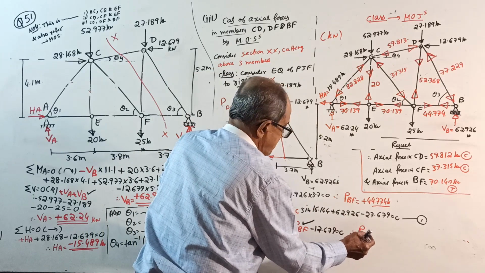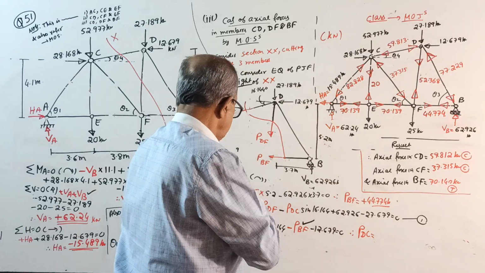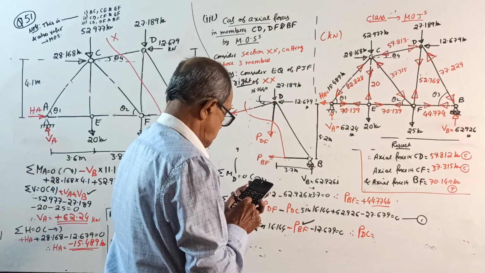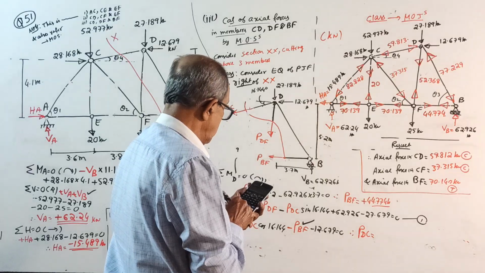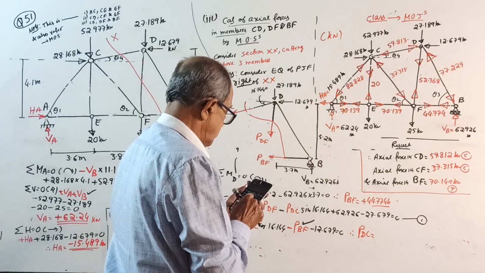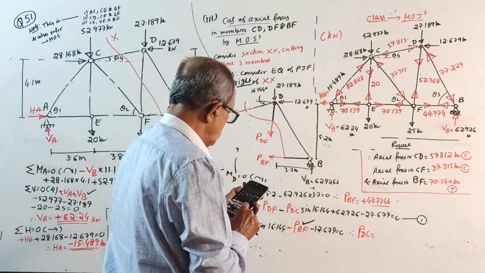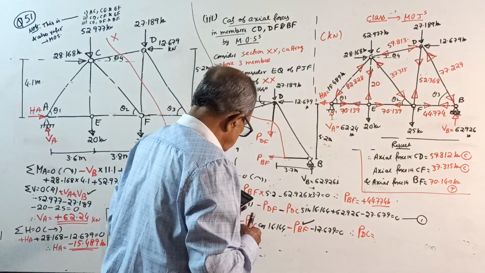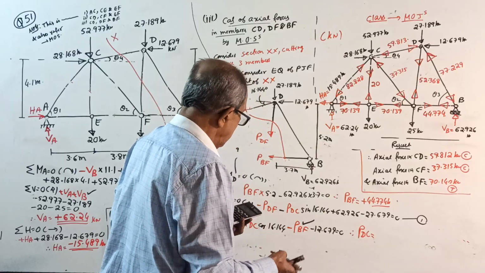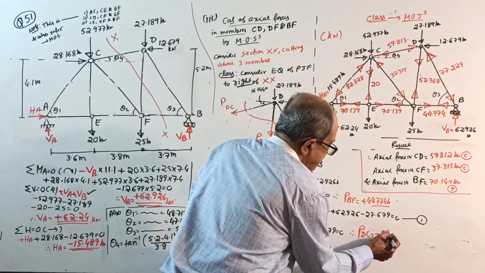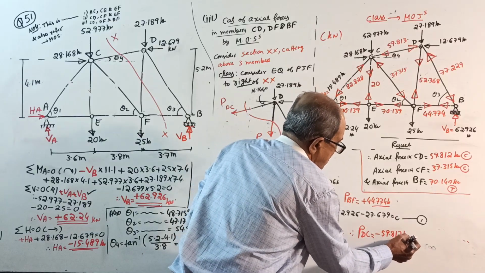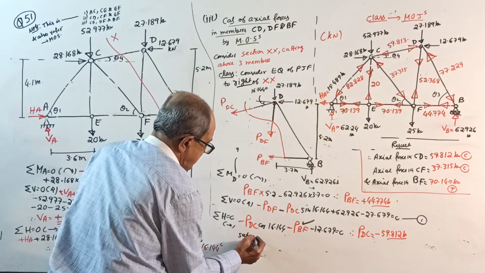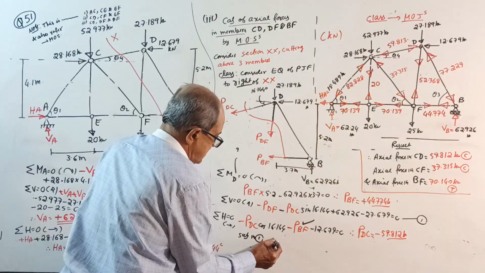Therefore, get the value of PDC. PDC equals 44.774 plus 12.679 divided by cos of 16.144, which is 59.812. It is coming minus, so minus 59.812 kilonewton. Next, once you get that, substitute in equation 1, and you get the value of PDF.